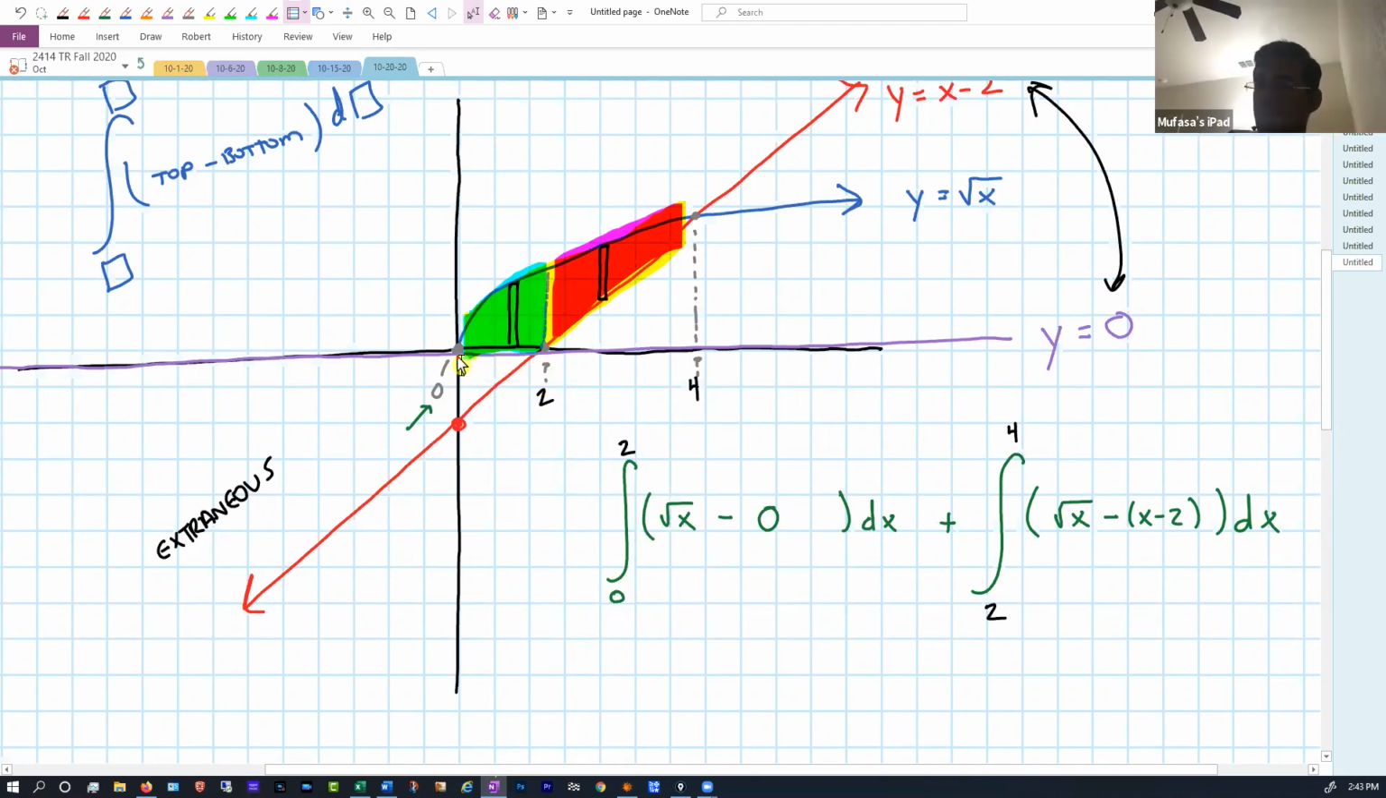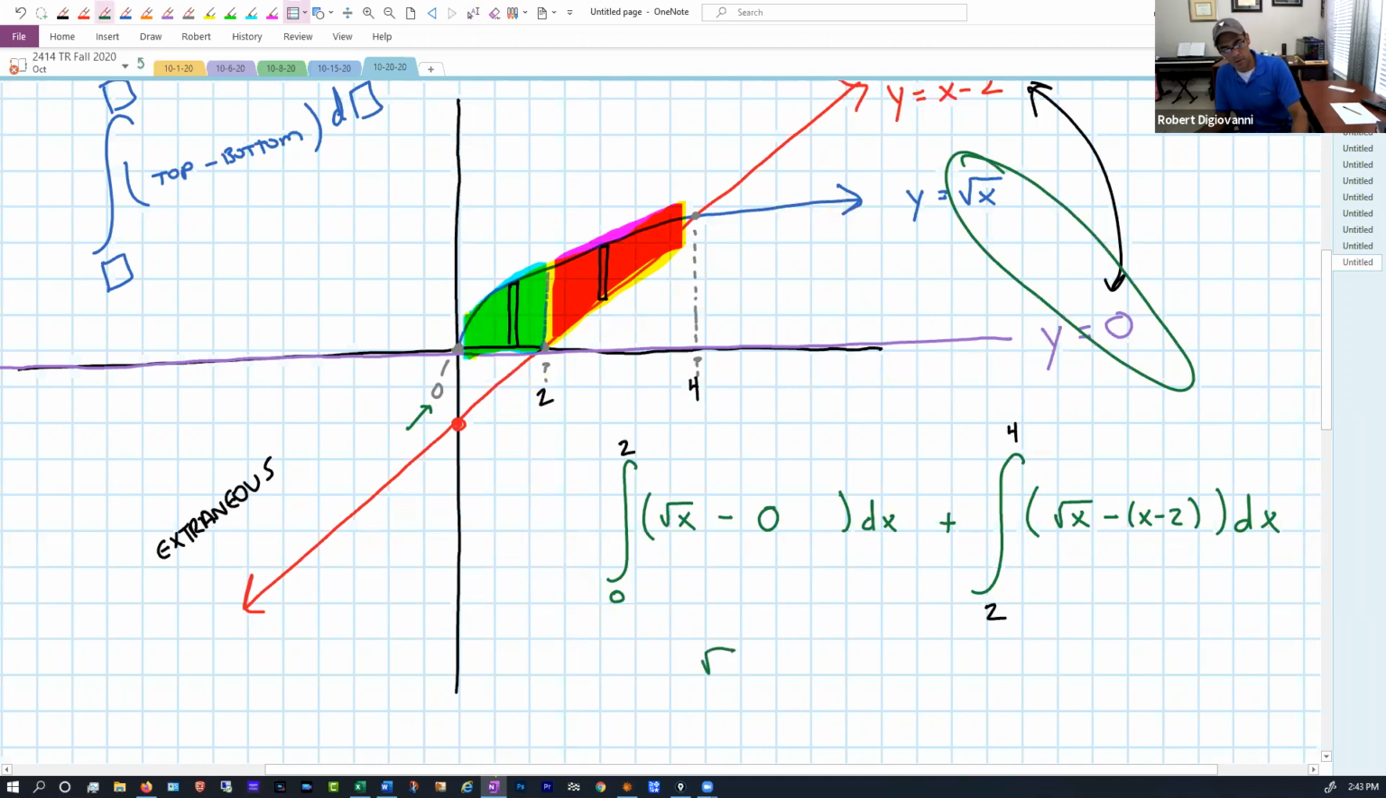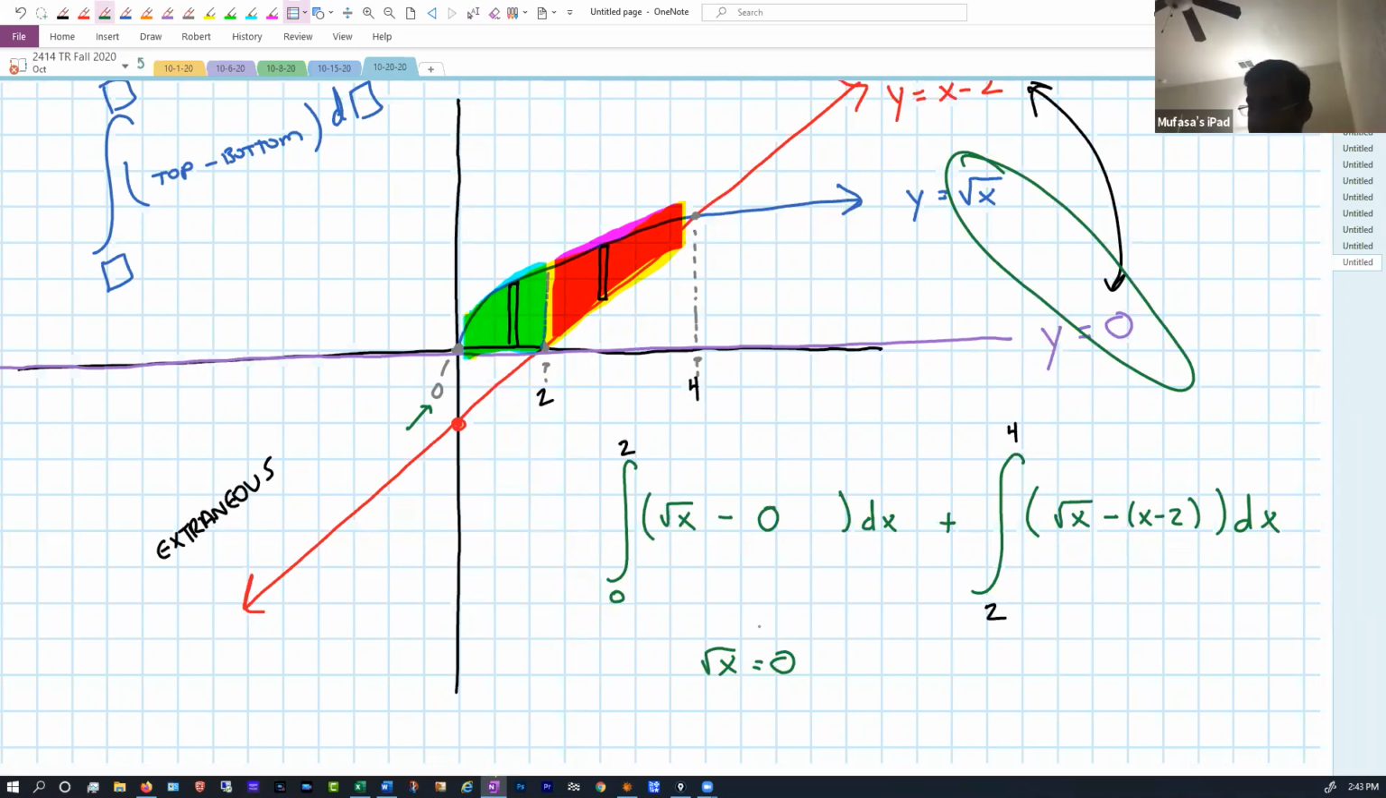Okay, 0 to 2. Yeah, we didn't solve that, we just did that by visualizing it. How can we solve for a 0? You would have to figure out where this blue curve hits the purple one. Oh, so you'd be setting these two equal to one another, square root of x equals 0. And the only possible solution there is 0 itself. Okay, thank you.